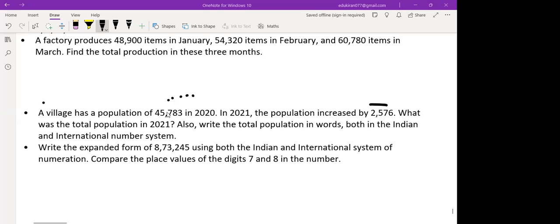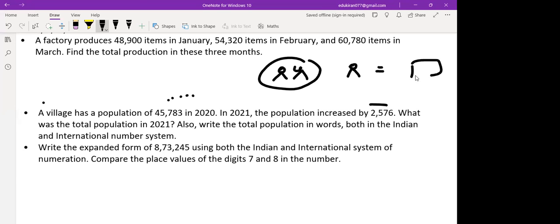No, why would you add it? See, in 2020, there were two people, for example. In 2021, one person got added. So what is the total? Three people. In 2021 also, and in total as well, right? So this is the total now, and this is also the population in 2021.